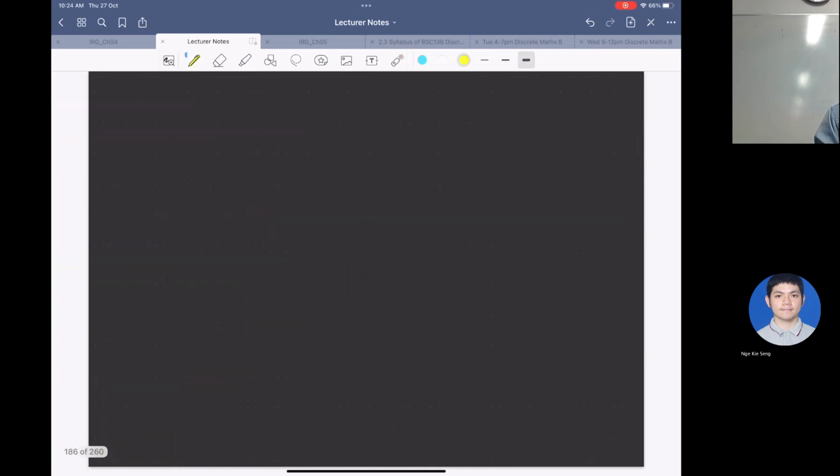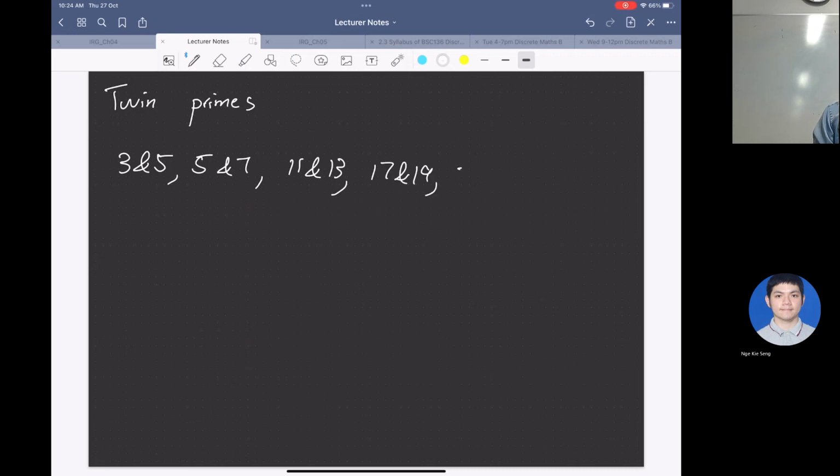So there's another phenomenon called twin primes. So how are they twins? Twin primes are two primes whose difference is two. For example, 3 and 5. Next is 5 and 7. Next is 11 and 13, 17 and 19, 29 and 31, 59 and 61, 71 and 73. Okay, maybe you can keep going.